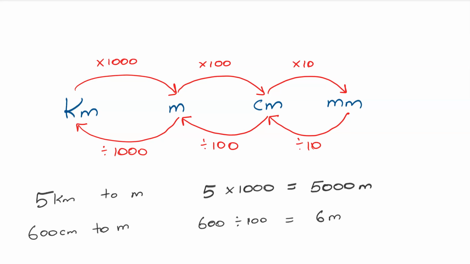So you're looking at centimeters to meters. If we had 600, we'll get 6 meters, so just dividing, and you can do that for millimeters and kilometers as well, just using this idea of multiplying or dividing by these values.